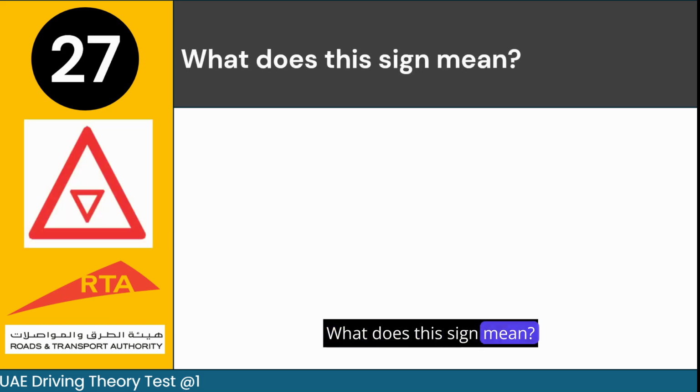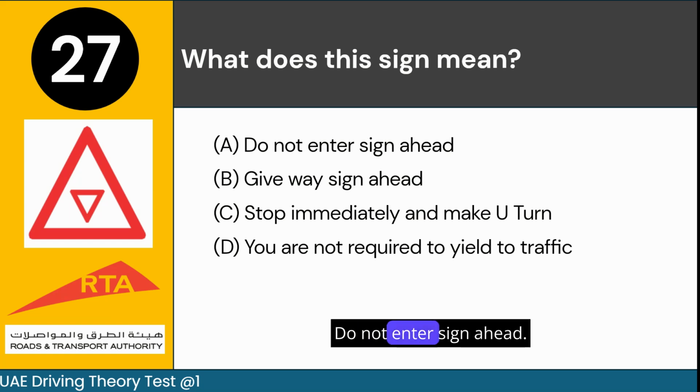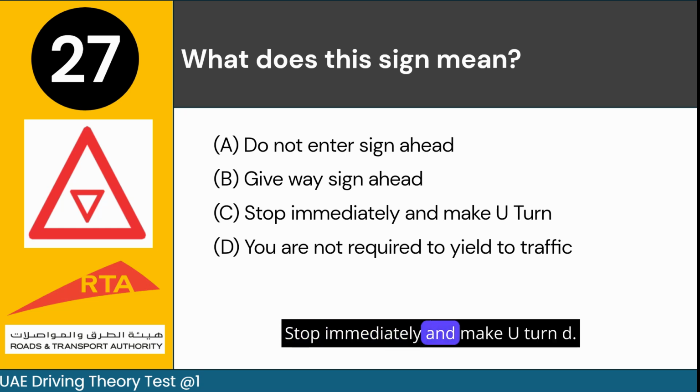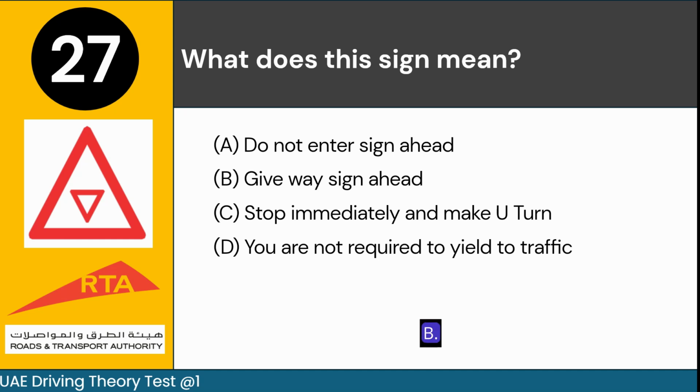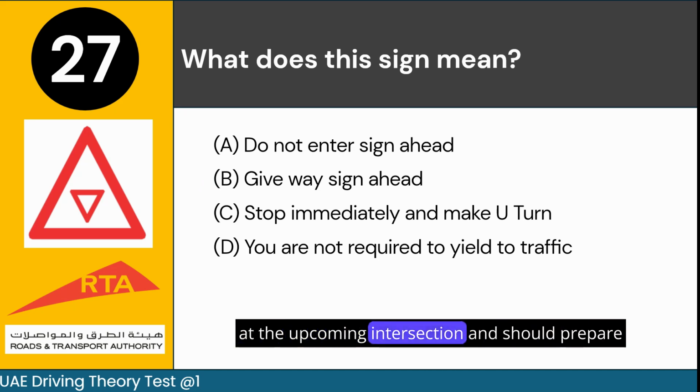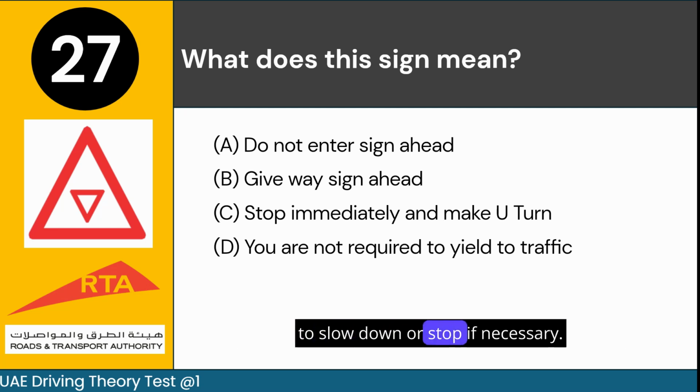What does this sign mean? A. Do not enter sign ahead. B. Give way sign ahead. C. Stop immediately and make a U-turn. D. You are not required to yield to traffic. Answer: B. The give way sign ahead alerts drivers that they will need to yield to other traffic at the upcoming intersection and should prepare to slow down or stop if necessary.